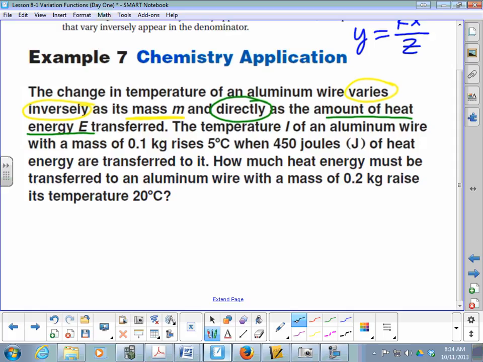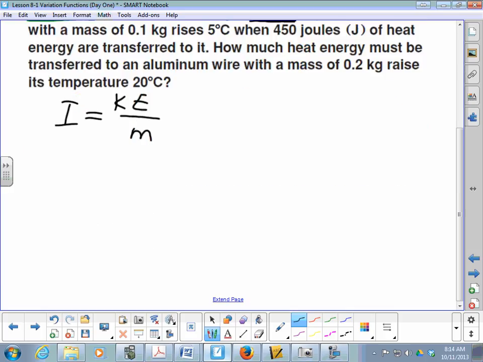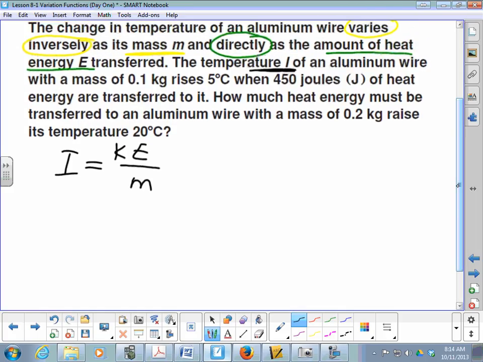So temperature is measured with the letter I. So we have I equals. It's inversely with mass, so mass goes in the denominator. It's directly with the amount of heat energy, that's E, that goes in the numerator with K. And actually K could be out front. It could be in the middle with the fraction if you want, but we're going to put it in the numerator.